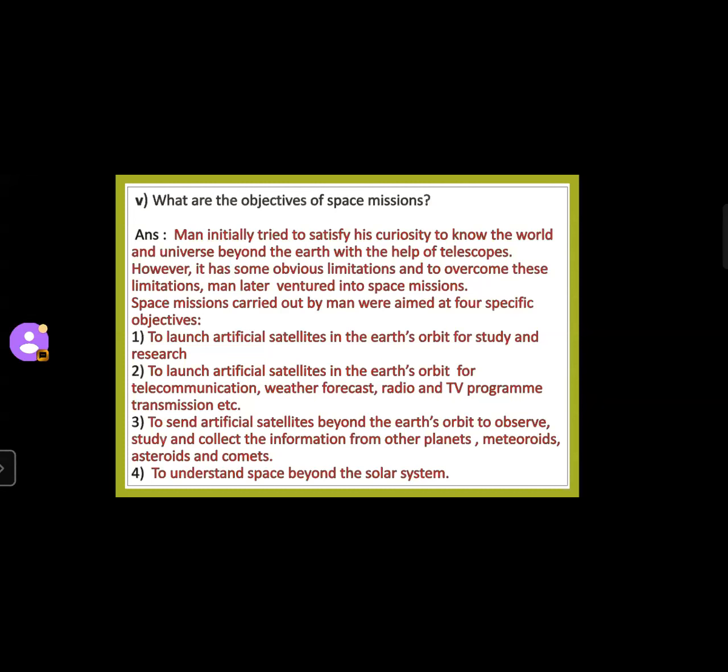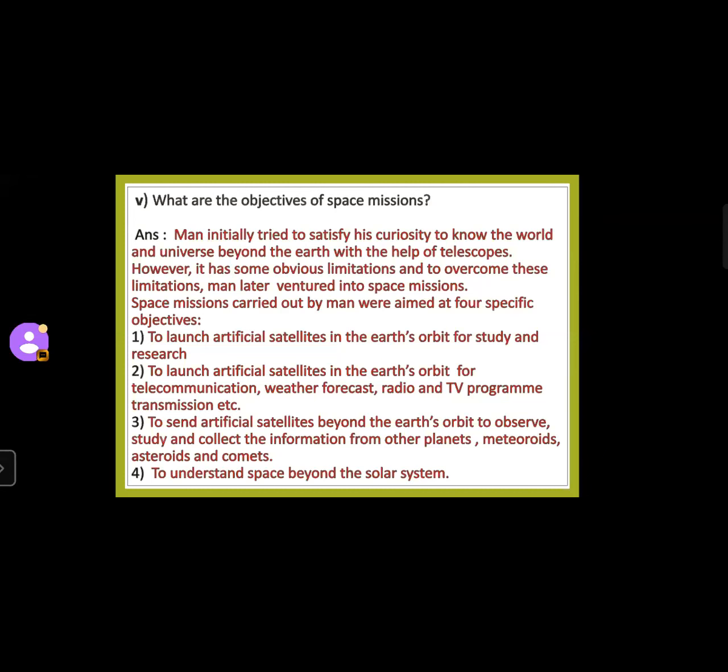Now, first is what? To launch the artificial satellite in the Earth's orbit for study and research. Each objective carries half marks. So 4 objectives each carry half marks. So to launch an artificial satellite in the Earth orbit for study and research. This is your first objective.